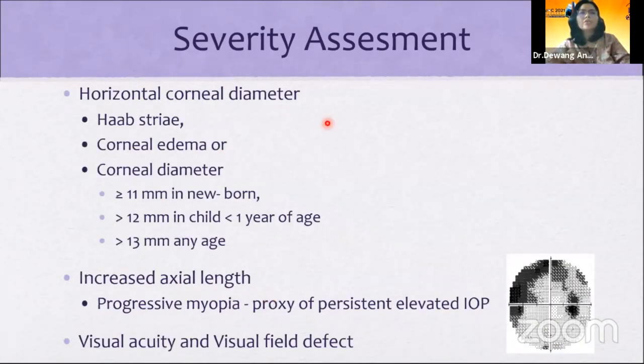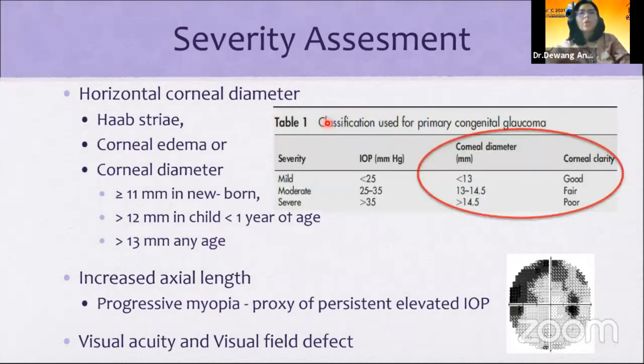Next is the increase in the horizontal corneal diameter. In the cornea, we have the presence of Haab's striae and an increase in the corneal diameter. Any corneal diameter more than 13 mm can be taken as severe. The presence of a diffuse corneal edema is again a proxy that the IOP has been persistently raised, which has led to the corneal edema, and hence these cases have increased IOP over time. So these cases are more severe if we go back and examine them once the corneal edema reduces. Next is the increased axial length.